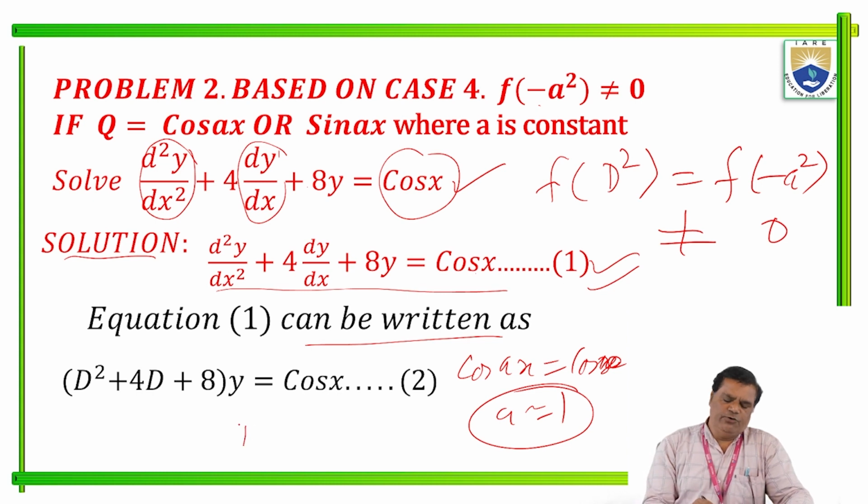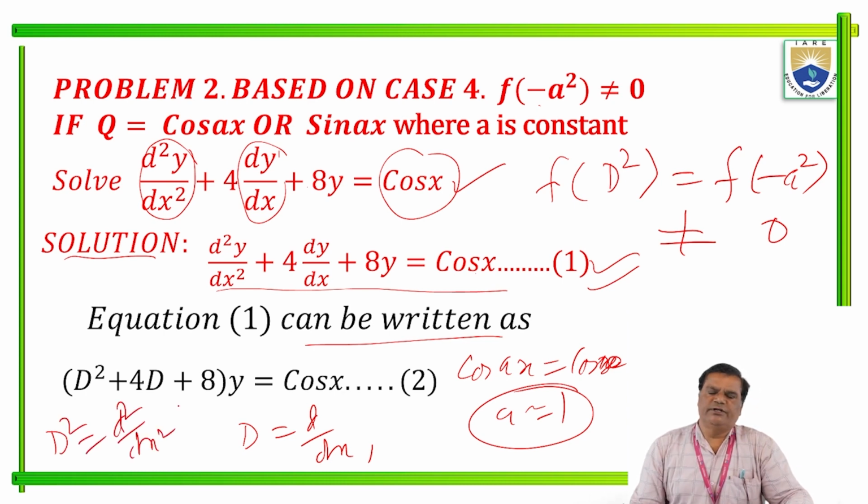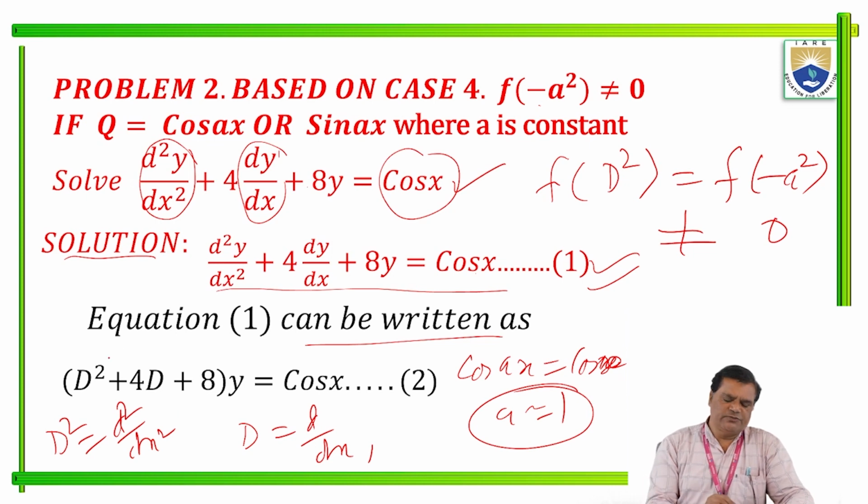D is d over dx, and d square is d2 over dx2. Putting these values in our question, we can write equation 1 in this form: d square plus 4d plus 8 of y equal to cos x. This is equation 2.